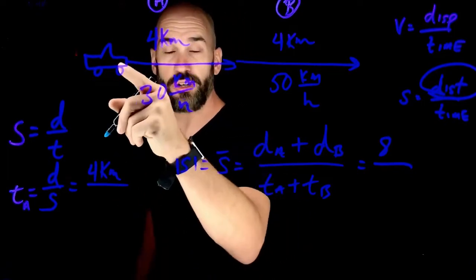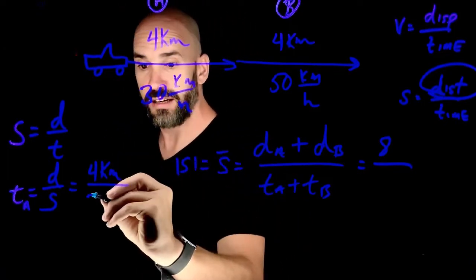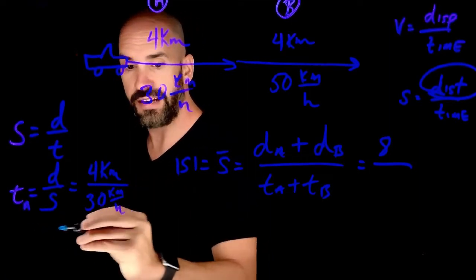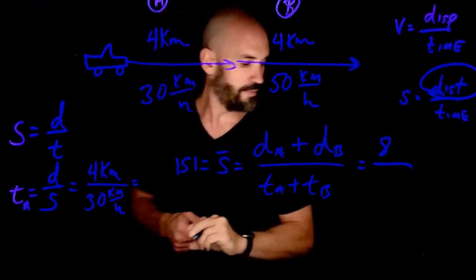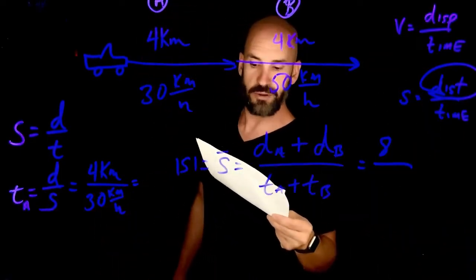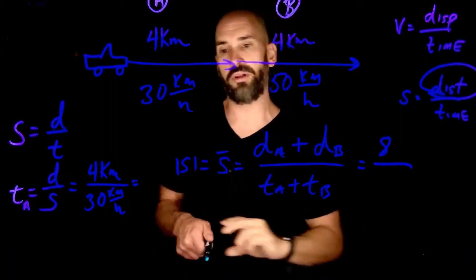So if we did those 4 kilometers at 30 kilometers per hour, then our TA is, let me check my handy resource here. You guys can all do it in your calculator. Race me. I get 0.13 hours.